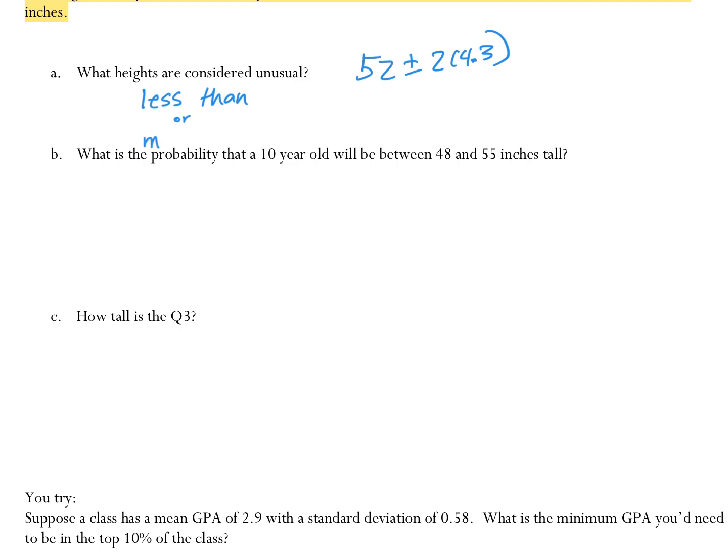For questions like this on the test, instead of finding the Z, we found the pounds, would you want us to label that? Yes, please. If it's a real world context, you should have a real world answer. So less than 43.4, and then more than 60.6. I got 60.6.